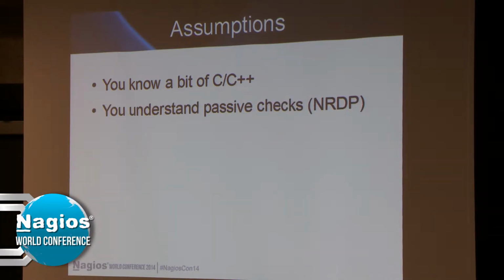Passive checks, fairly prevalent in the Nagios world. If you don't understand them, basically an active check is where Nagios is doing the checking. Passive is just where a device is sending it to Nagios. This is kind of a reverse workflow. The solution I present today uses passive checks. It could certainly be extended to use active, but for the demonstrations, I thought passive was a little cooler.